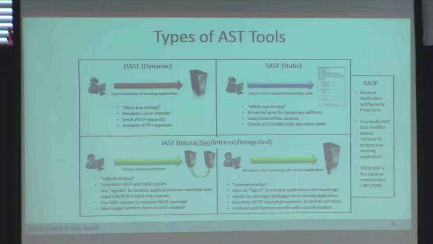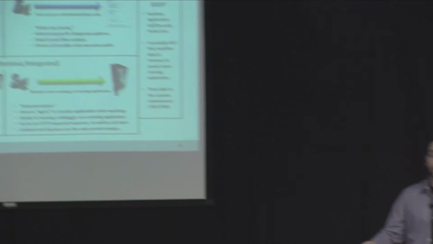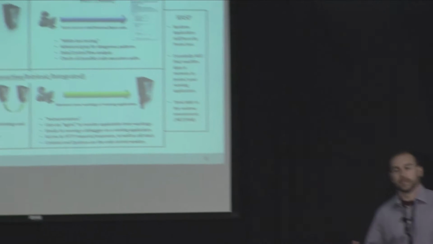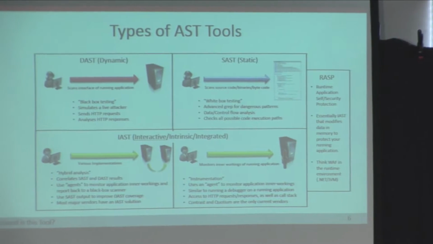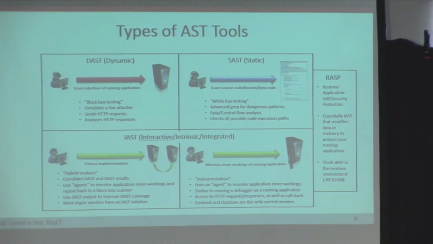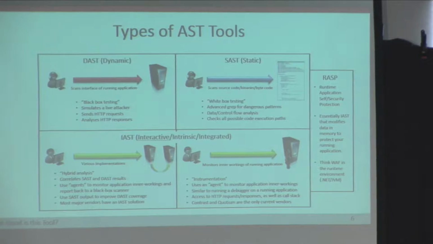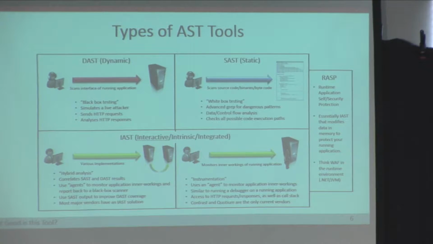So I'm sure many of you heard Jeff Williams speak today. Contrast is one of 2 instrumentation tools on the market. The other, I believe it's pronounced Quodium. Sorry if I'm pronouncing it wrong, but I think it's called Quodium. Those are 2 instrumentation tools. The difference is that instrumentation actually sits in the runtime, right? It's not doing static analysis or dynamic analysis. It's sitting in the runtime and kind of doing both, actually.